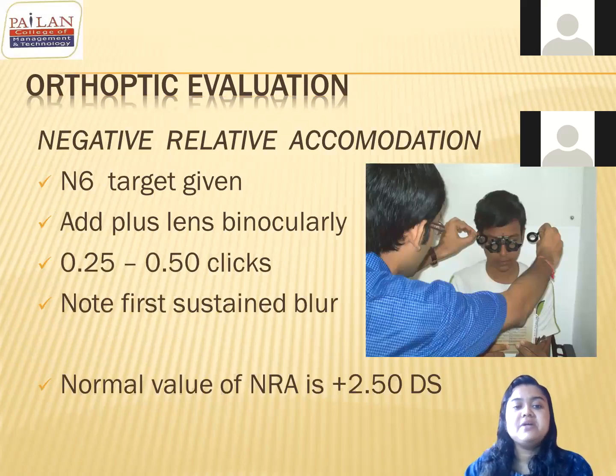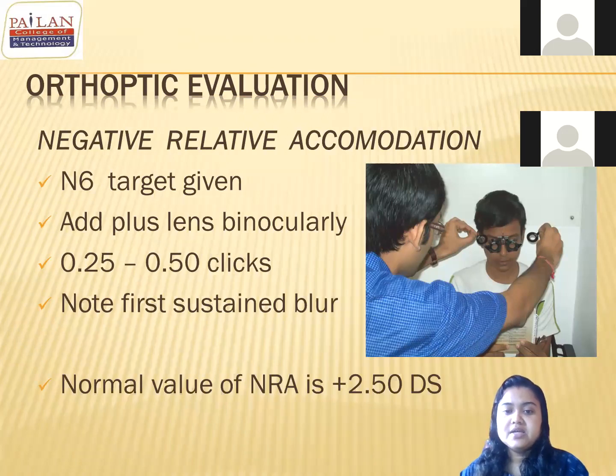Moving to the next step, that is called the negative relative accommodation. So what is negative relative accommodation? This is also an accommodation evaluation test. Negative relative accommodation means you are relaxing the accommodation with the help of addition of plus lenses. Okay. So you can see that the patient is holding a book at his reading distance.